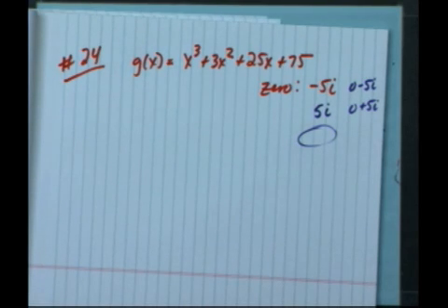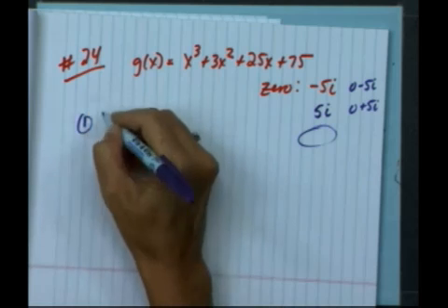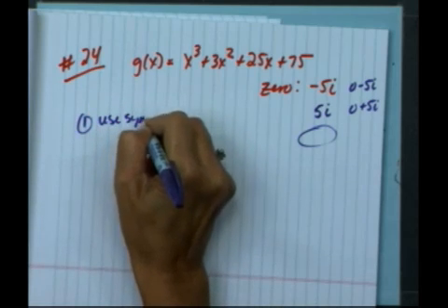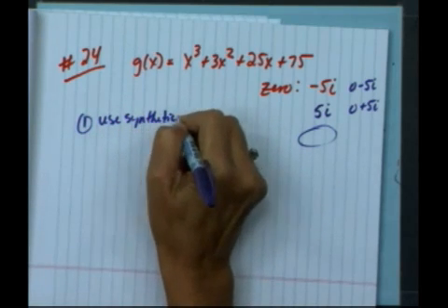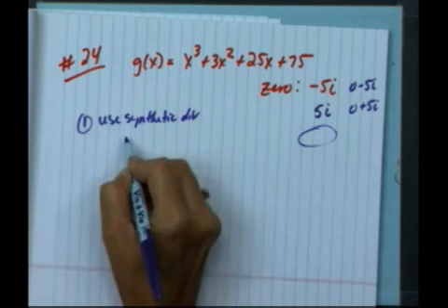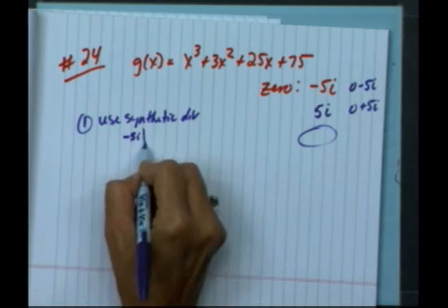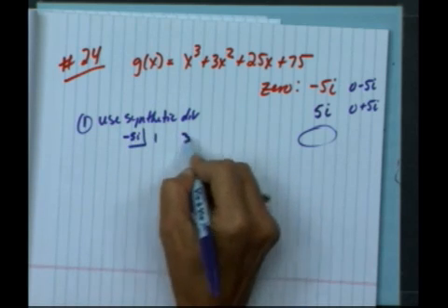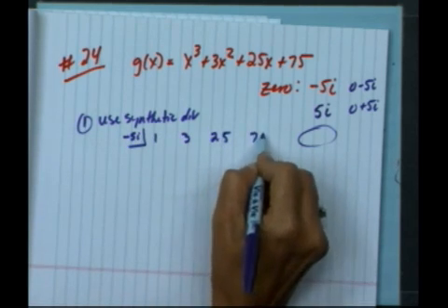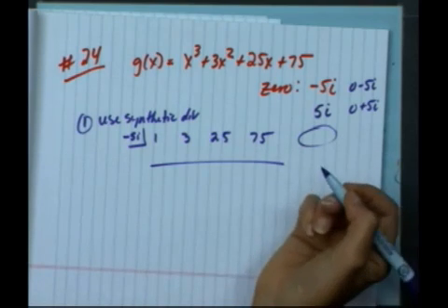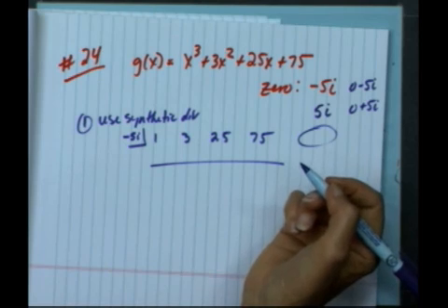What do you think? Well, it's okay if you're wrong. At least you're thinking. What did you think? When you set it up like synthetic division and try to factor it out. Okay, that's one way. Use synthetic division. And so you would be dividing by minus 5i into 1, 3, 25, 75. That's a perfectly fine way to do it, but that's the hardest way.